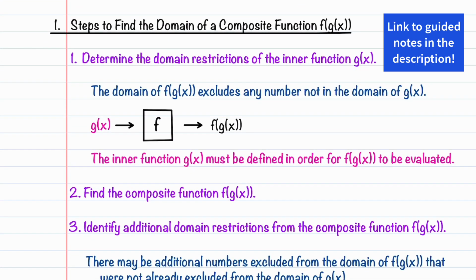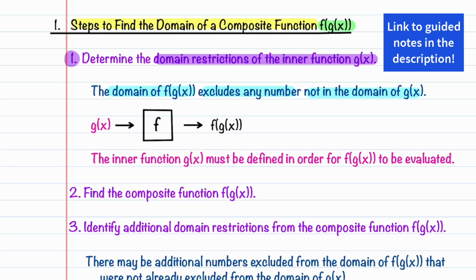There are 4 steps that we're going to need to follow to find the domain of a composite function that we're going to call f of g of x. The first step is to determine the domain restrictions of the inner function g of x. The domain of f of g of x excludes any number not in the domain of g of x.